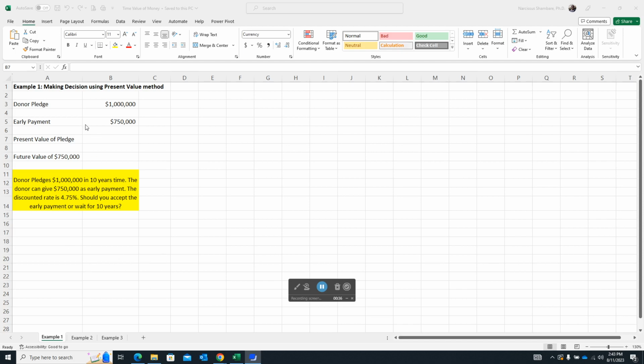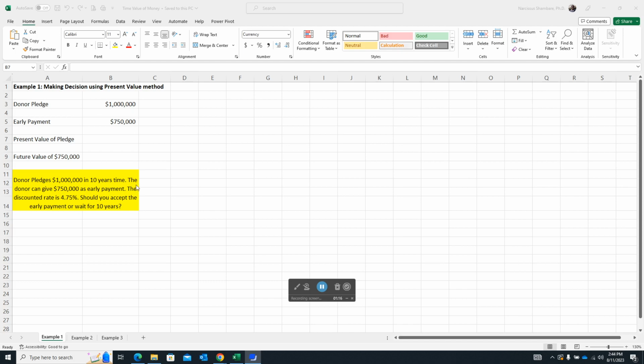One example is likely to be used by non-profit organizations that are likely to receive some donor funding from some donors somewhere. In this particular case, we have a pledge from a donor. They provide an option: either you wait for a specific period of time before you get the money, or if you want the money, we are going to give you less. So in this example, the donor is pledging $1 million, to be given in 10 years.